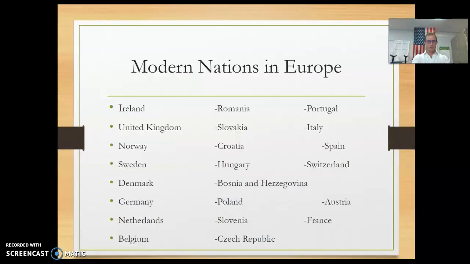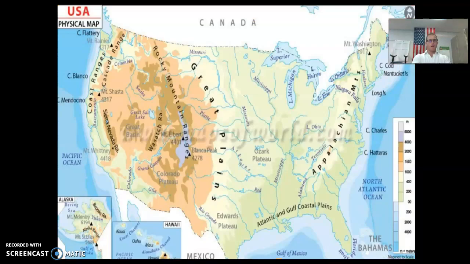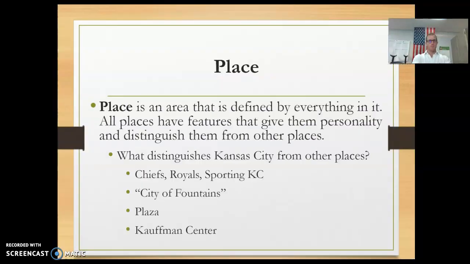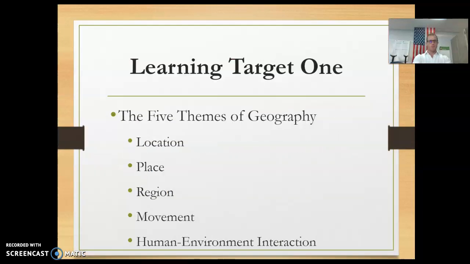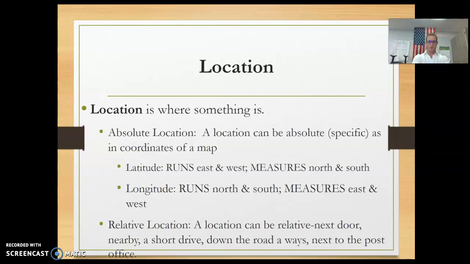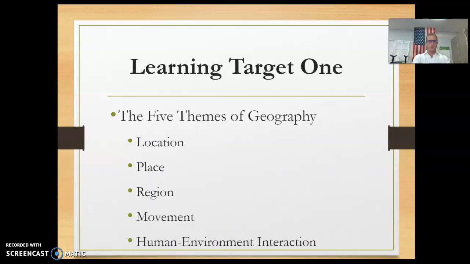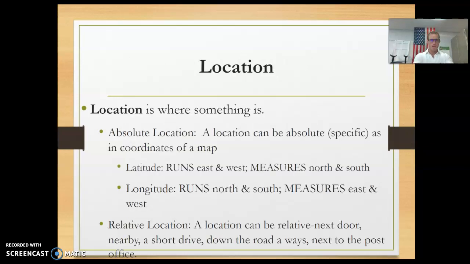For this, I want you to know that, and then keep in mind the 5 themes of geography: location, place, region, movement, and human environmental interaction, and at least be able to vocalize what those are and explain what they are. So you might have to go back through and either listen to this or look at these to refresh your memory about what they are.